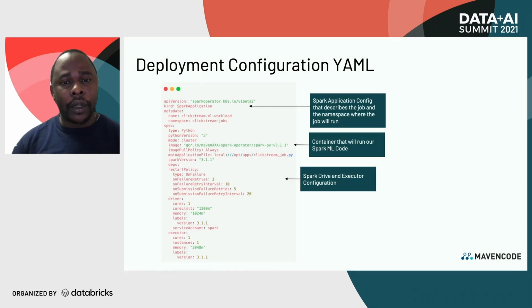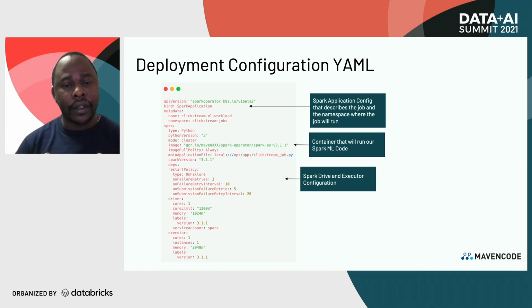So a little bit more detail around the YAML file for the deployment. The Spark application YAML file basically allows you to specify the configuration of the Spark job that you're trying to deploy. In this case, we're trying to deploy a Spark application for clickstream analysis. That's the ML job we're trying to run. So you deploy the job in a particular namespace. Let's say they've created a clickstream-jobs namespace. And that's where the job is going to run, and that's where the job is going to reside.